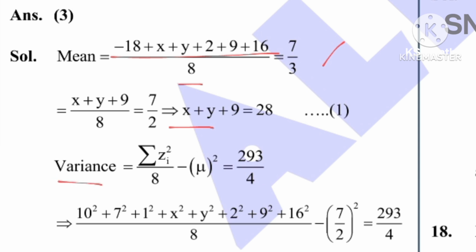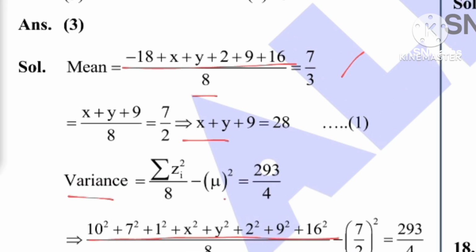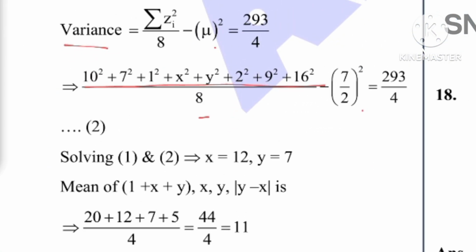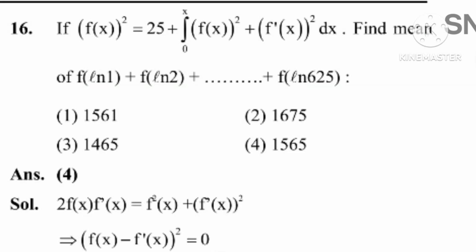The variance. So we know the formula sigma x square by n minus x bar whole square is equal to... now square all of them by 8 minus (7 by 2) whole square is equal to 293 by 4. Now solving 1 and 2, x is equal to 12, y is equal to 7. The mean of 1 plus x plus y, x, y, modulus of y minus x: 20 plus 12 plus 7 plus 5 by 4, 44 by 4, the answer is 11.